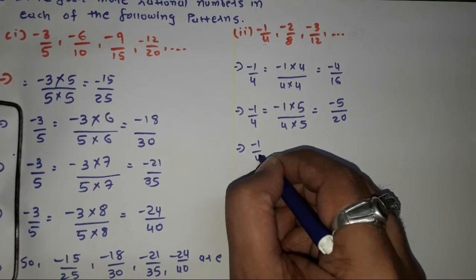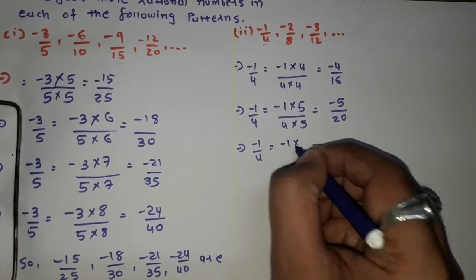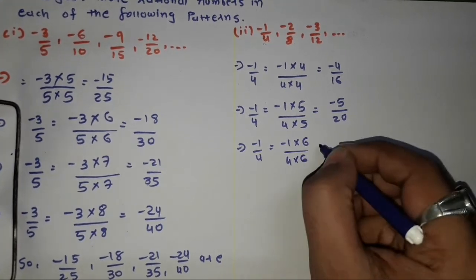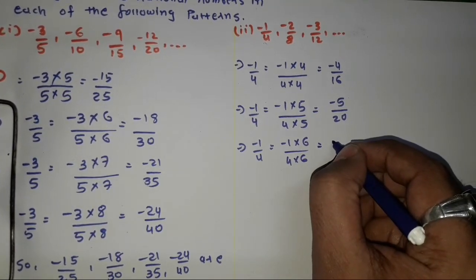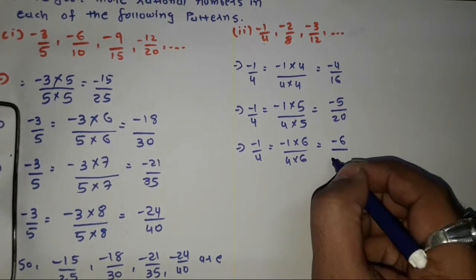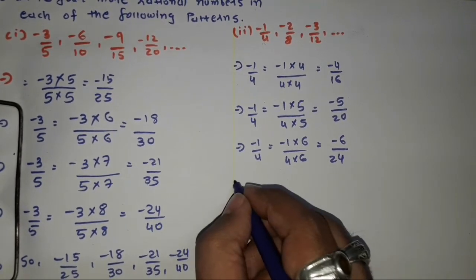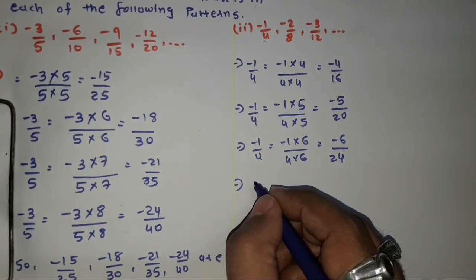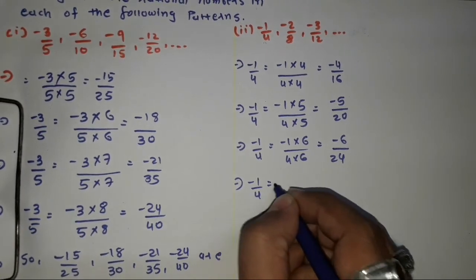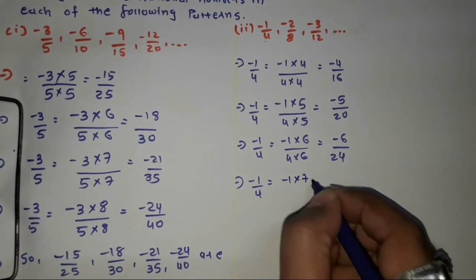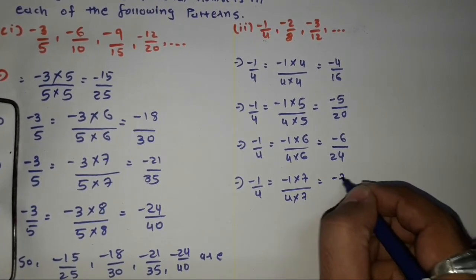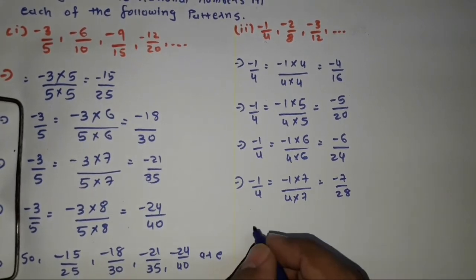Similarly, the next one will be 6. So minus 1 multiplied by 6 upon 4 multiplied by 6. So minus 1 into 6, I will get minus 6 upon 24. Similarly, for the last one, for which we need only 4 rational numbers, minus 1 upon 4 is equal to minus 1 multiplied by 7 upon 4 multiplied by 7. So the number will be minus 7 upon 28.